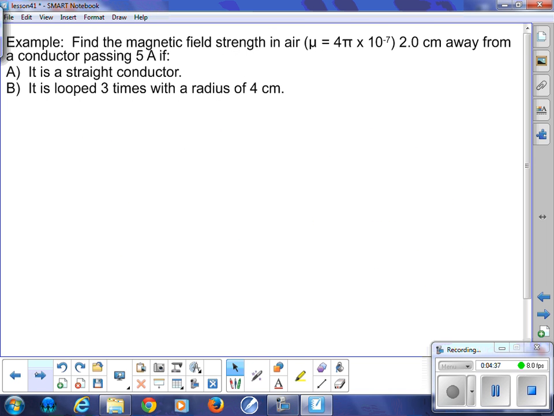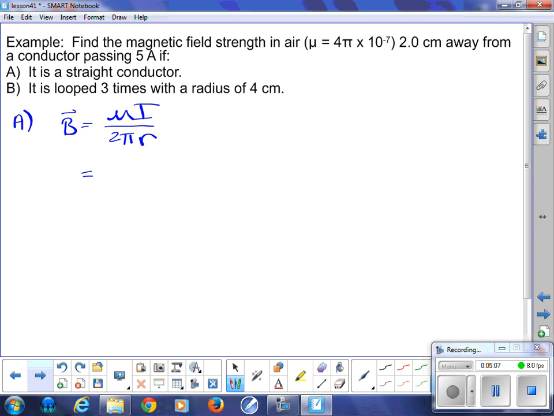All right. Final example. And this is calculating B, a couple of examples with that. It's just mainly using the correct formula and making the calculation. So find the magnetic field strength in air. It gives me the magnetic permeability, 2 centimeters away from a conductor passing 5 amps. So part A is a straight conductor. So for a straight conductor, B equals mu I over 2 pi r.